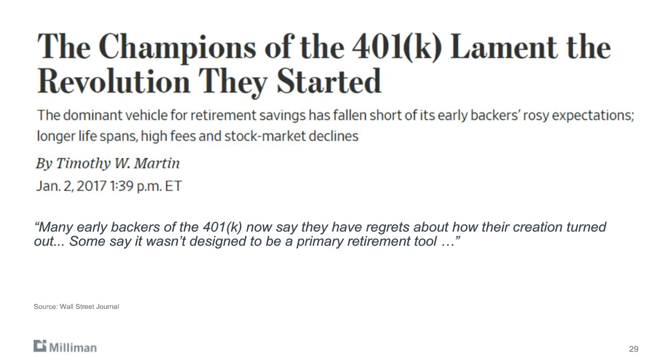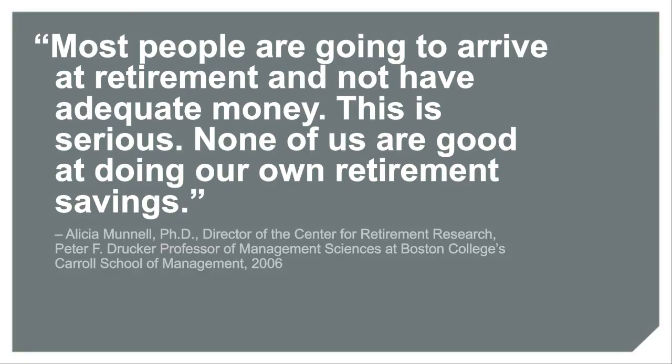I'm going to read you this quote. "Most people are going to arrive at retirement and not have adequate money. This is serious. None of us are good at doing our own retirement savings." Now, my neighbor might have said this, but actually, Alicia Munnell said this, who is at Boston College and studies retirement plans for a living. So I think it's a very serious condemnation of 401k plans and something that we should probably look at as we move forward.